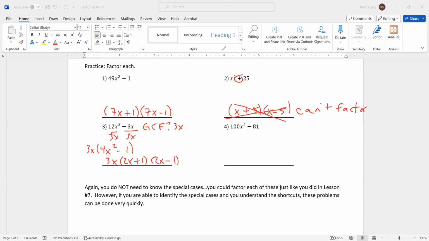Last one. Pause it. Try it. Hopefully you're getting this. Hopefully it's clicking. 10x plus 9. 10x minus 9.